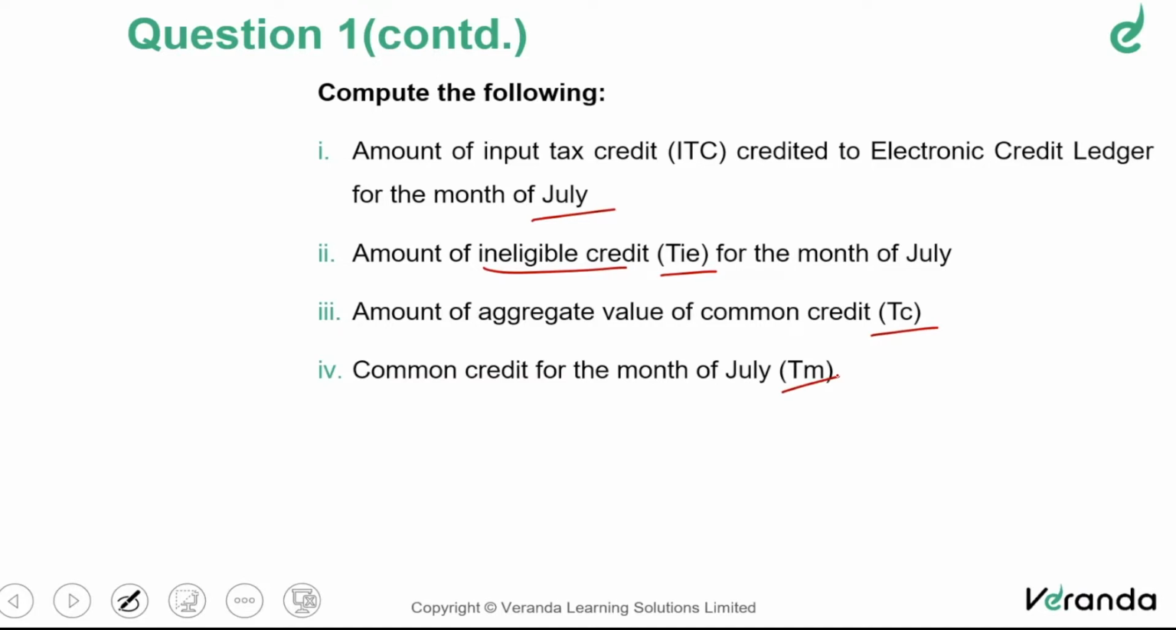Please note all these, TIE, TC, TM, if you can recollect your concept of Rule 43, they come in the formula, correct? Therefore, to be very precise, TC is nothing but the common ITC. Whatever ITC used on capital goods used for common purpose, that total credit is TC. Whereas TM is the common credit attributable to a particular month.